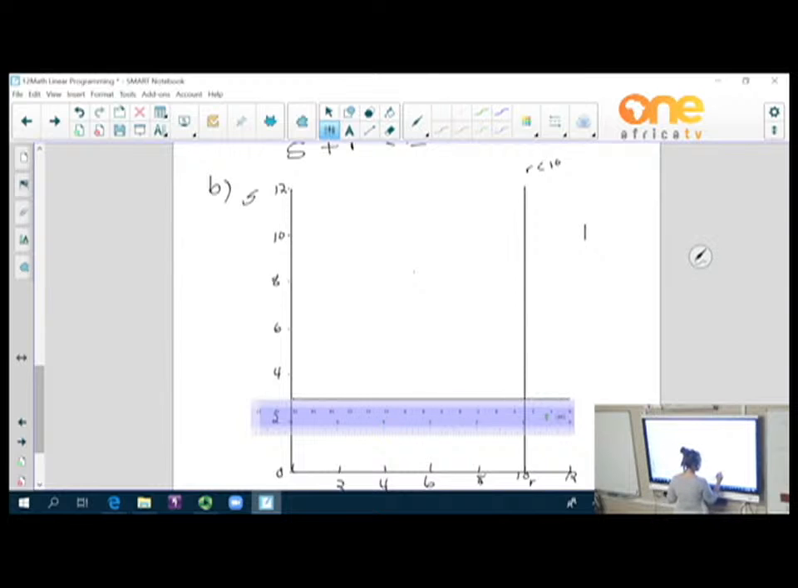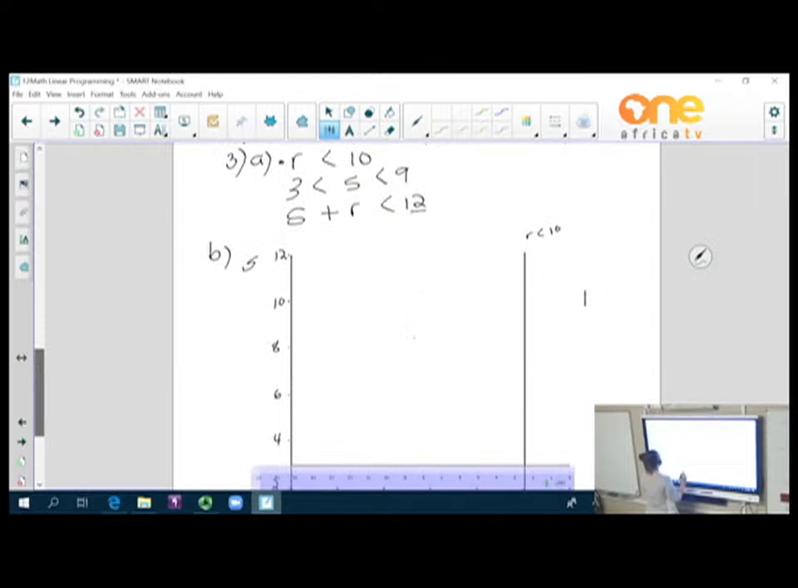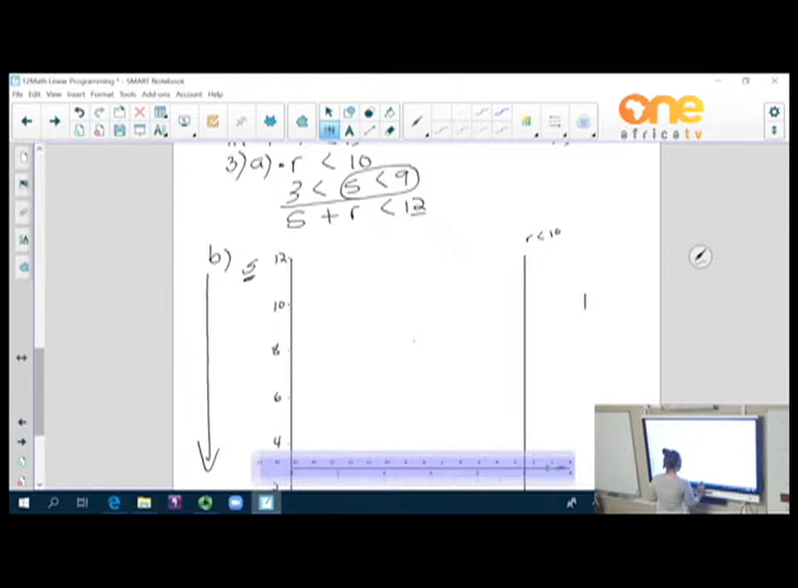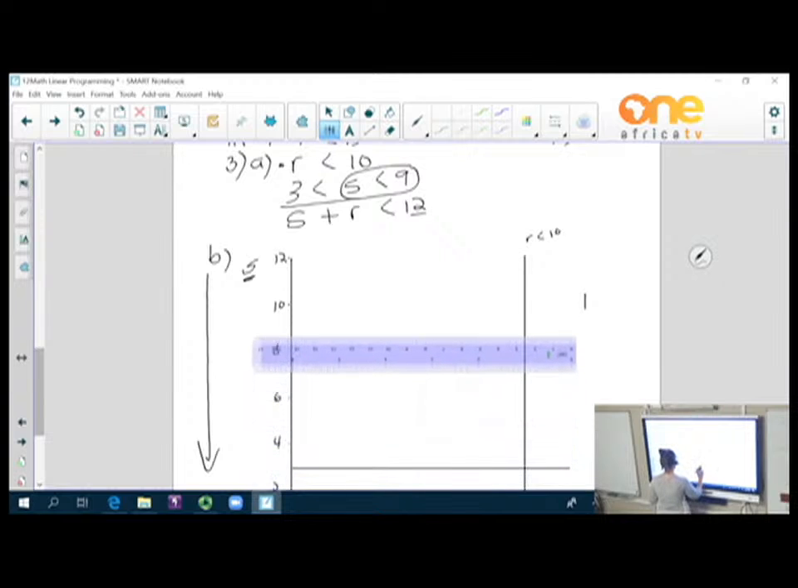And that one will be the part 3 is less than S. Remember, this is your S axis. If you swap your axis, it will be the other way around. Then we need to draw this part. It will be less than 9, so we need to find 9. There we have about 9, so we will draw our line.